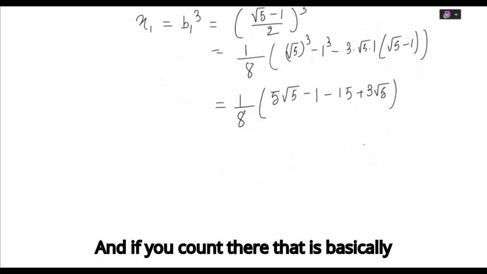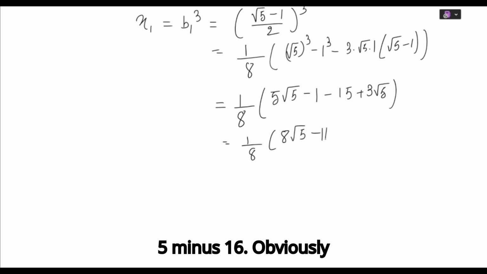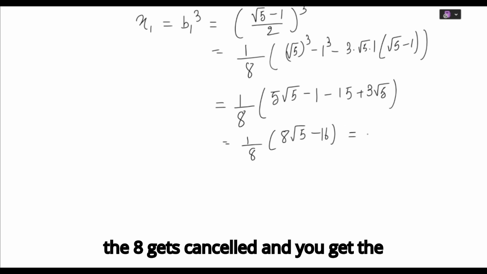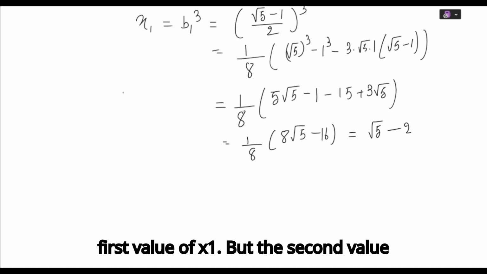And if you count there, that is basically 1 upon 8 into 8 root 5 minus 16. Obviously, the 8 gets cancelled and you get the answer as root 5 minus 2. So that is our first value, x1.